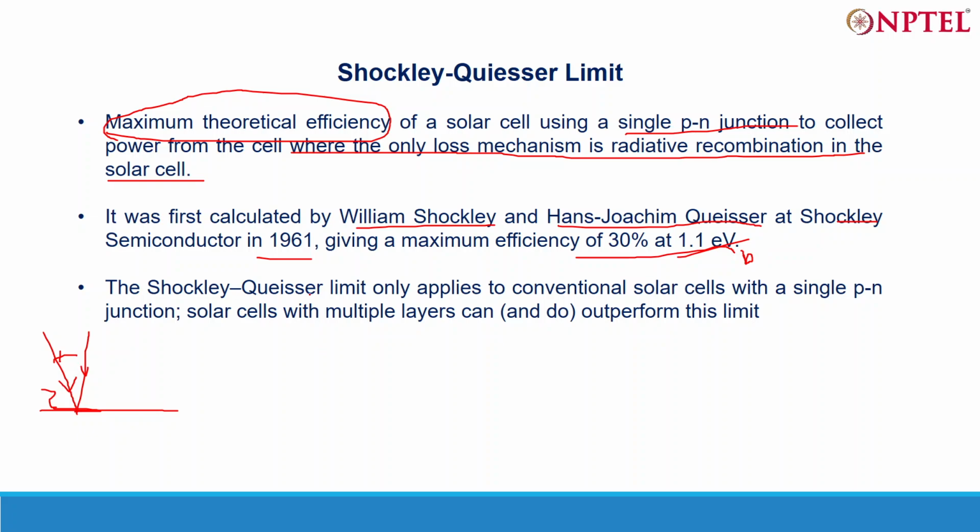The Shockley-Queisser limit only applies to conventional solar cells with a single p-n junction. Focus on this third point. What are conventional solar cells? Silicon based cells with a single p-n junction. Not perovskite based solar cells. The modern solar cells which are coming with multiple layers and multiple junctions can easily outperform this limit. So this is another thing.